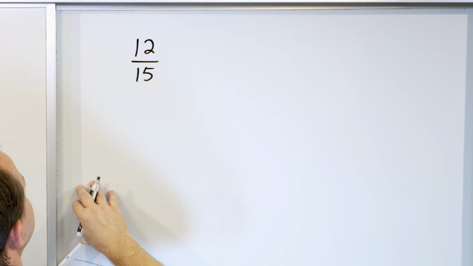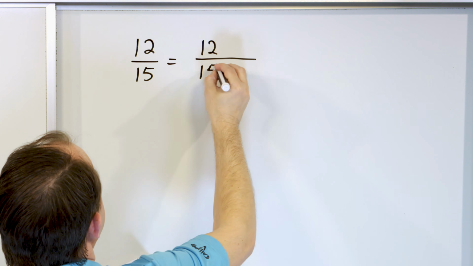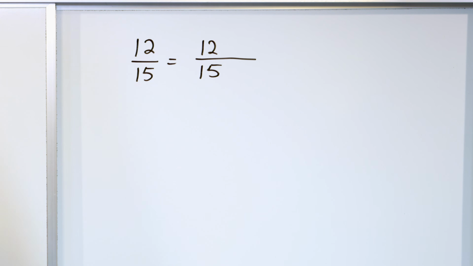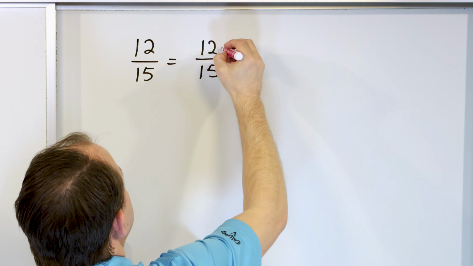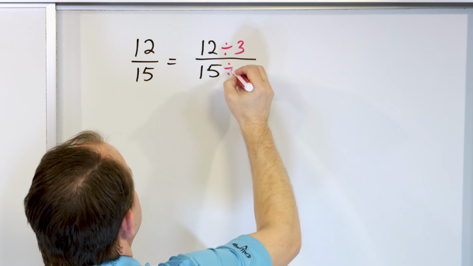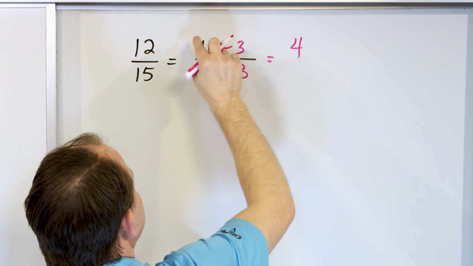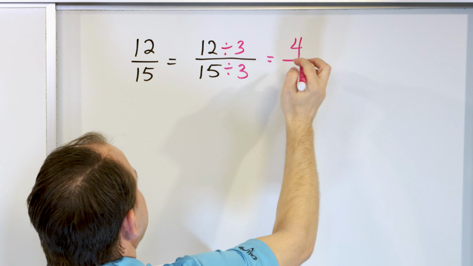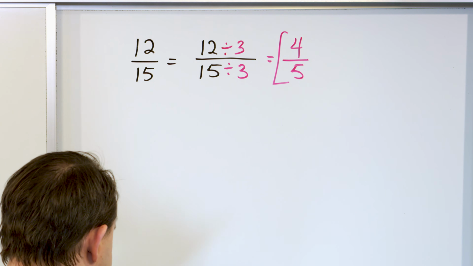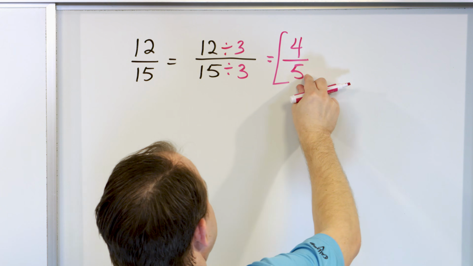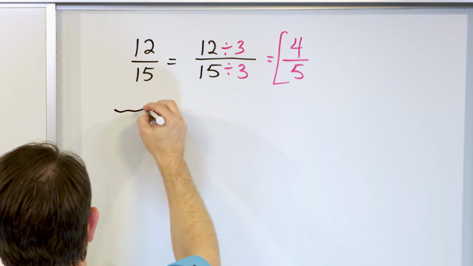Let's take a look at 12/15. Let's simplify that. Rewrite the fraction, put the 12 and the 15, draw your longer fraction bar. What can I divide this by? Well, I know I can divide by 3 and by 3. 12 divided by 3 is 4, because 4 times 3 is 12. 15 divided by 3 is 5, because 5 times 3 is 15. So the answer is 4/5. And I can't simplify this further because I can't divide top and bottom by something to make that any simpler.